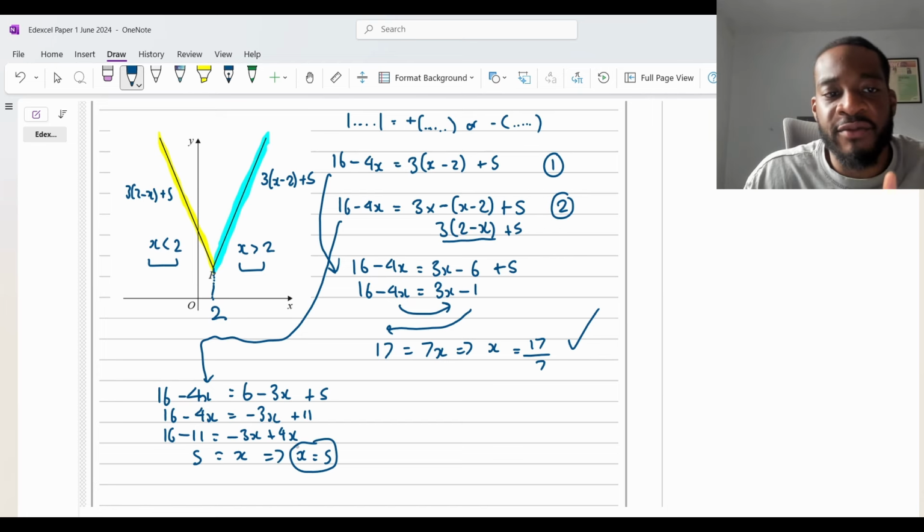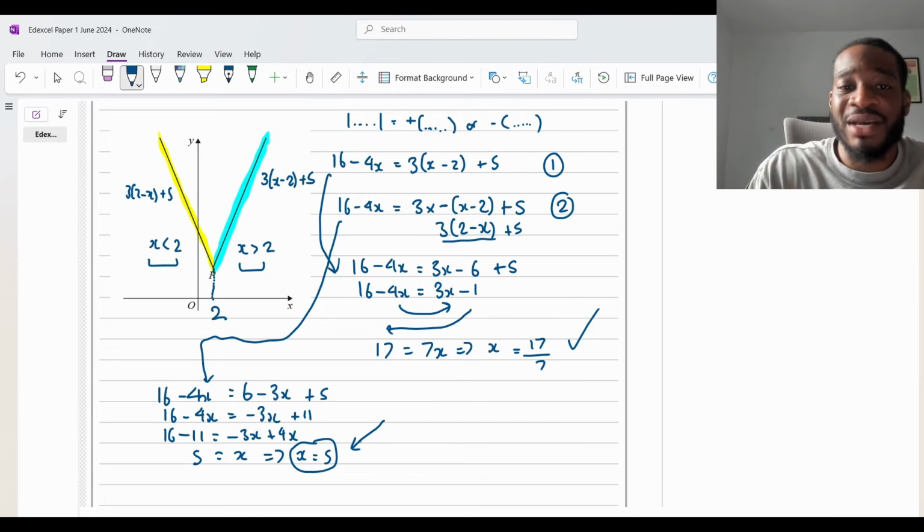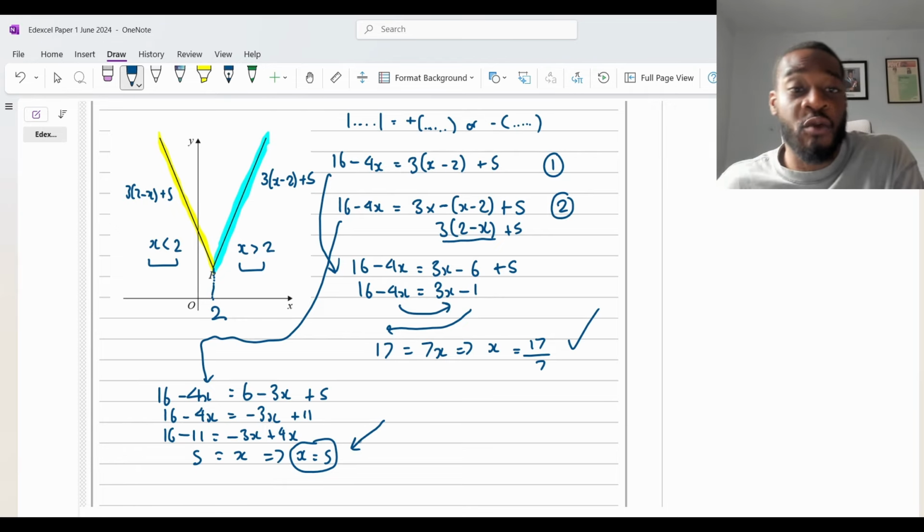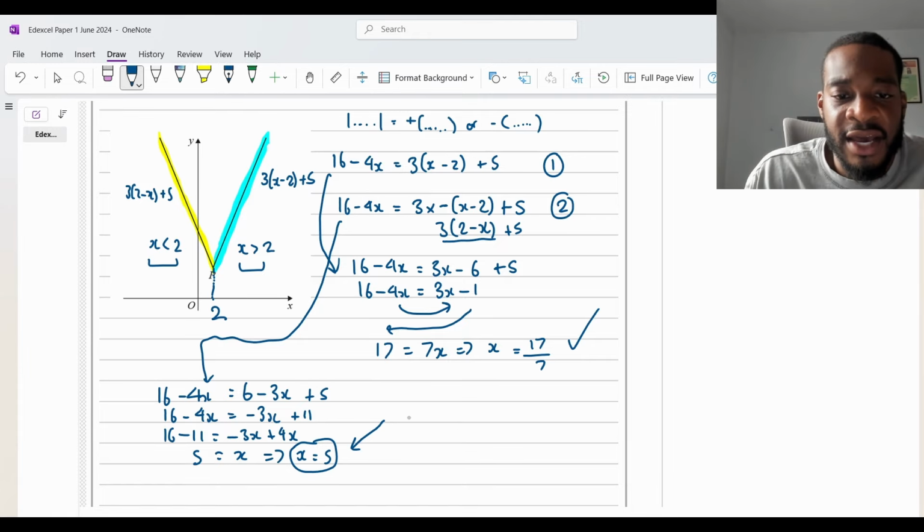Now, hold on a minute. Remember, what we are solving is this yellow branch, and we know that these are for values of x defined for x being less than 2. So that means x equals 5 cannot be a solution, because it doesn't satisfy that property. That's why it's super, super important to always remember the geometric interpretation of what you're dealing with: what values of x are defined for which part of your graphs. So what I'm going to say here is that x equals 5 is not a solution.